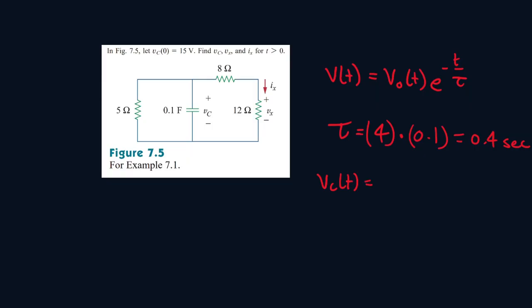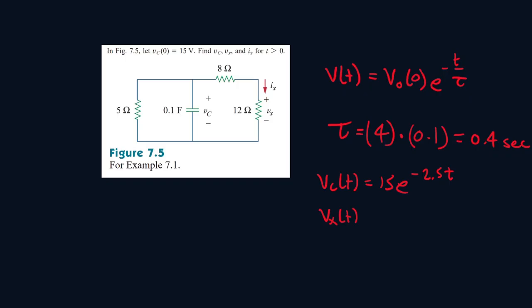So V0 at 0, this will be 0 seconds. This is going to be our VC value at the very start. So VC at 0, which was 15 volts, times e to the power of minus t over the time constant, 0.4. So 1 divided by 0.4, that's 2.5. Okay? And so now let's solve for Vx(t).